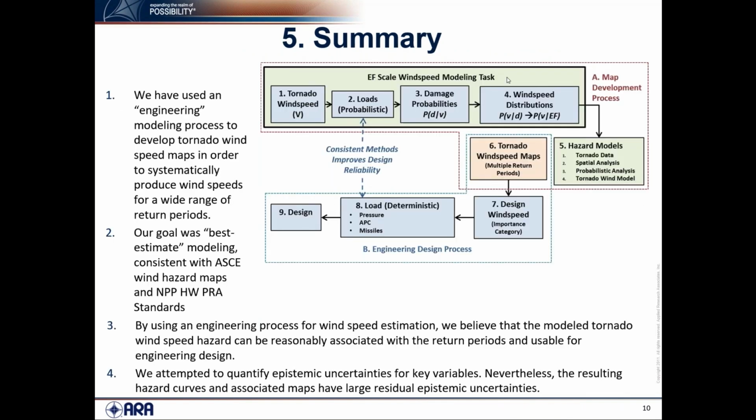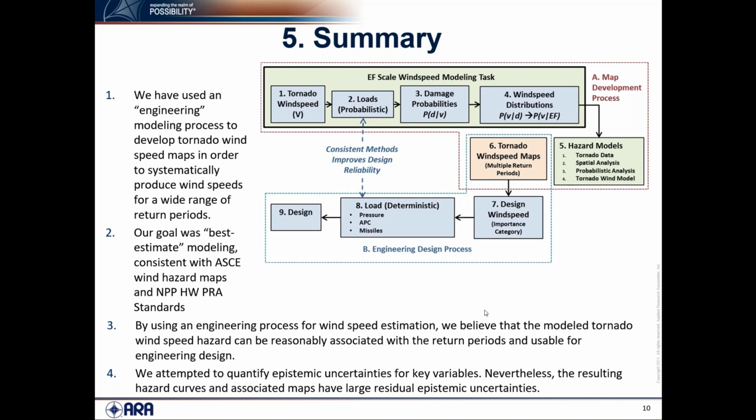So with that, let me just kind of summarize again. We've used an engineering process to develop maps that systematically produce wind speeds for this wide range of return periods. Our goal was to develop best estimate modeling consistent with ASCE hazard maps and nuclear power plant high wind probabilistic risk assessment practices. It's not a worst case map. This is our best estimate map.